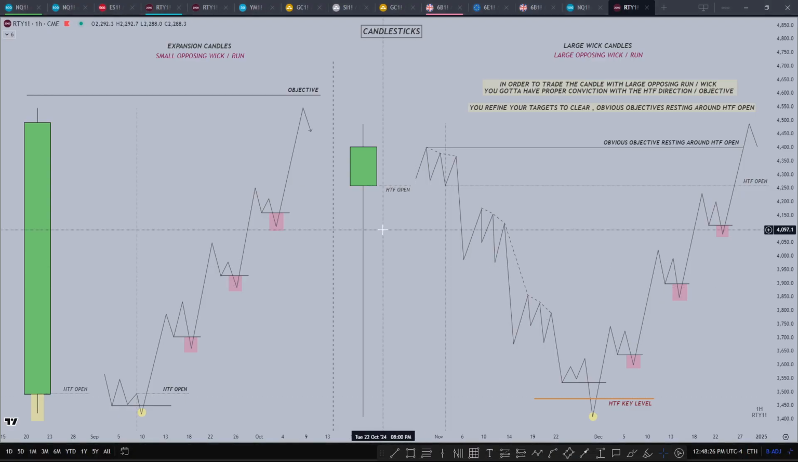Okay, so expansion candle: small opposing run, small opposing wick, which supports making a larger body of the candle, supports expansion away from the low of the candle. Now large wick candles: large opposing run, large wick. You can even trade this. I do personally, yes, but there are specific rules which I follow with them both.